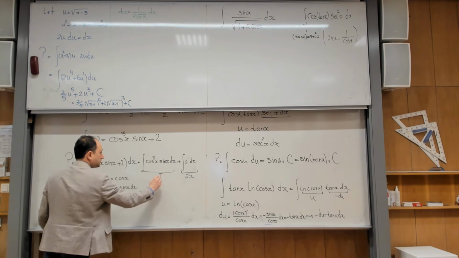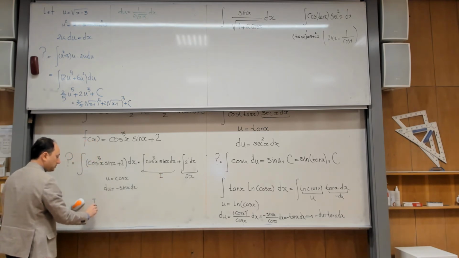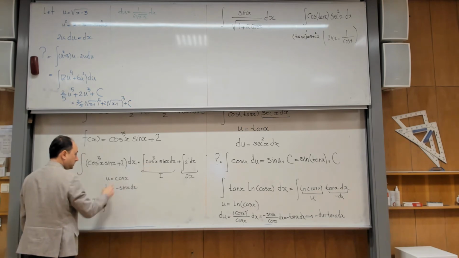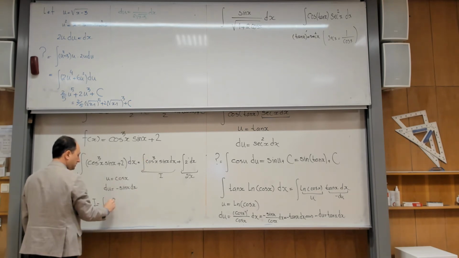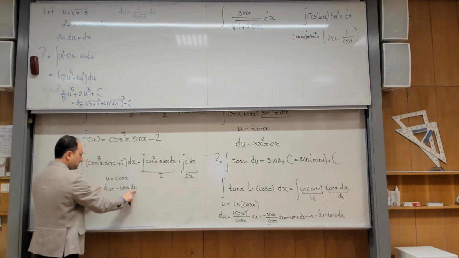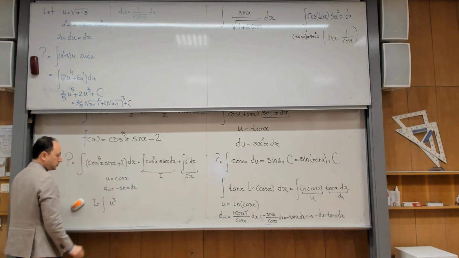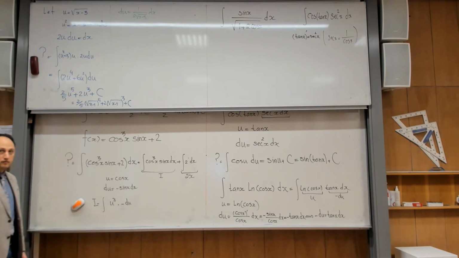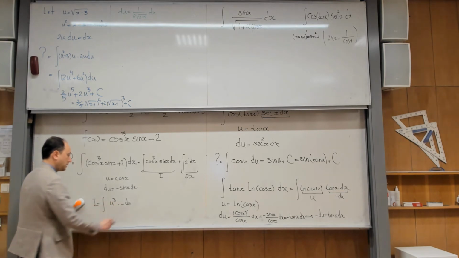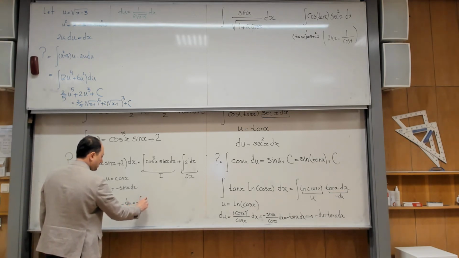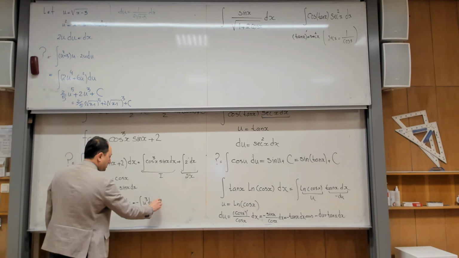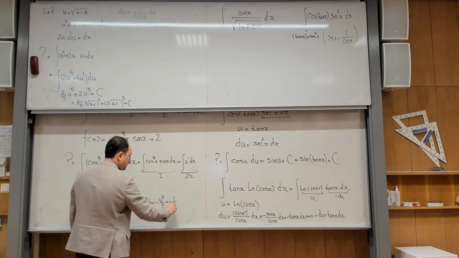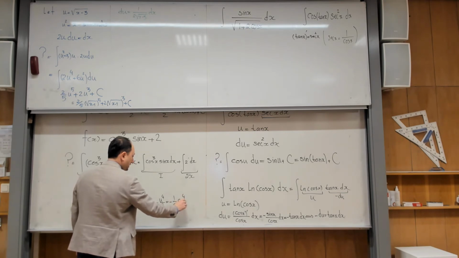So let me call this integral I. So I becomes equal to the integral. Instead of cosine, I put u, and then u to power 3. But instead of sine x dx, I put minus du. So multiplied by negative du. But I take the negative sign out, and it becomes minus u to the 4 divided by 4, which is what? Minus 1 over 4 cosine to the power of 4 x.